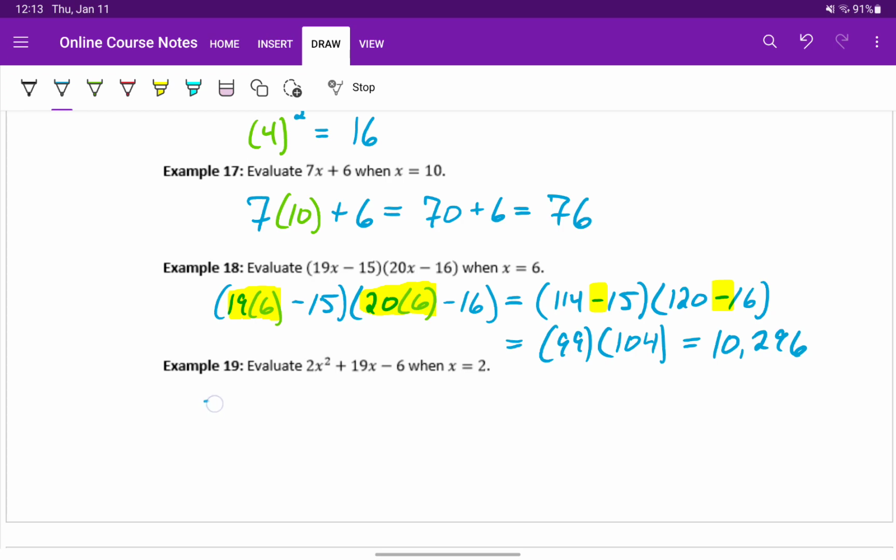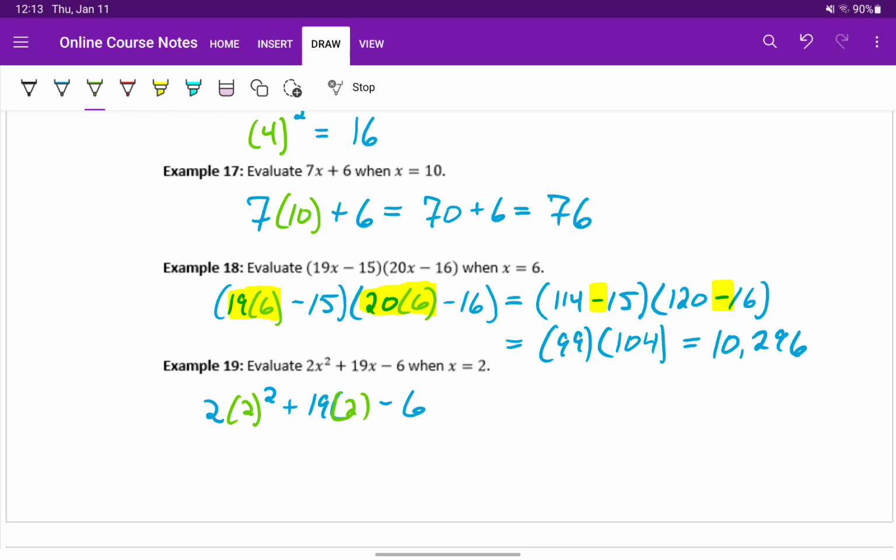In example 19, we'll repeat that same idea. Everywhere there's an x, we'll plug in 2. So we'll get 2 times 2 squared plus 19 times 2 minus 6. But then we'll pause here for just a moment to give a little bit of a refresher on a concept here, a mistake that people will make often.